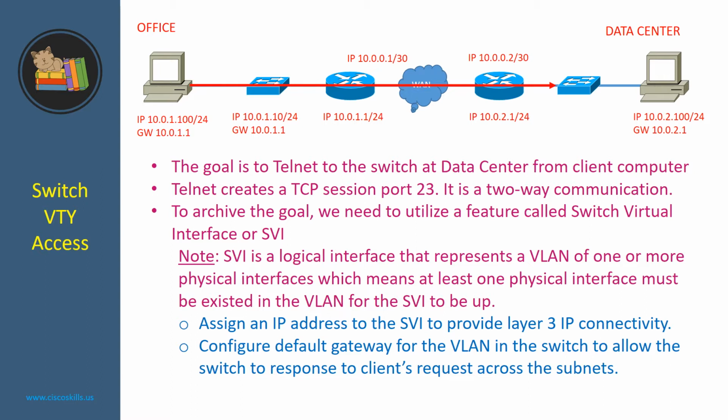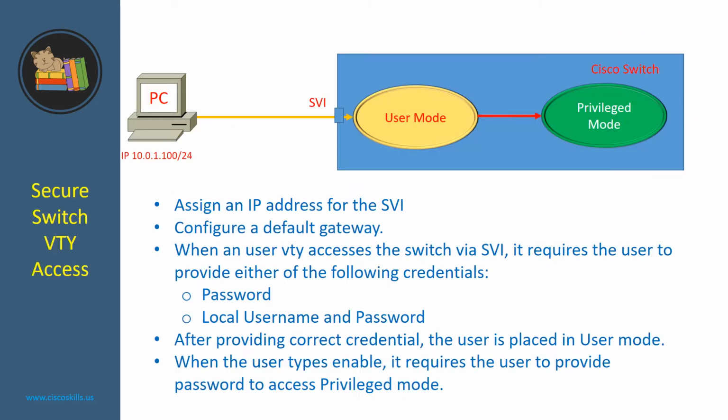So the next step is to assign an IP address to the SVI to provide IP connectivity from the client to the switch. And after that, we need to configure the default gateway for the VLAN in the switch to allow the switch to respond to the client's request across the subnet.